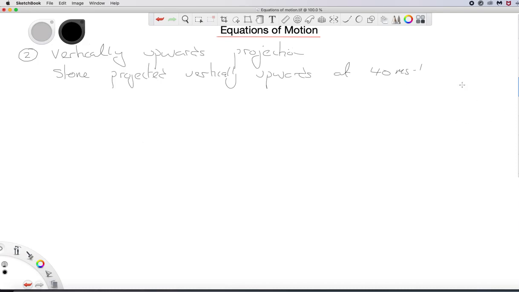So again, gravity is minus 9.81 meters per second squared. Why is it minus? Because as it goes up, it slows down. We're taking up as positive here. So let's ask ourselves, how high does it go? How about that?